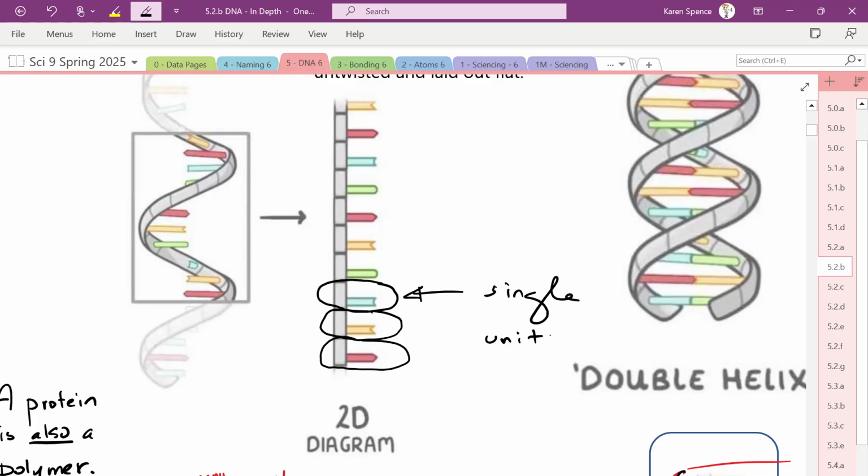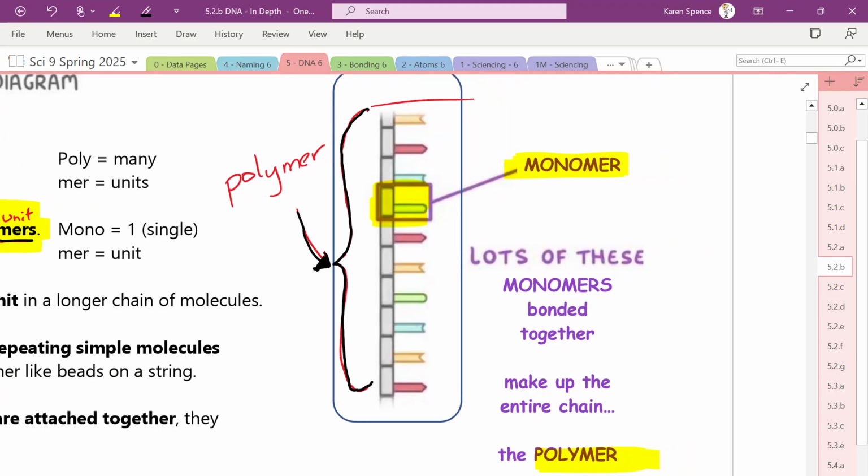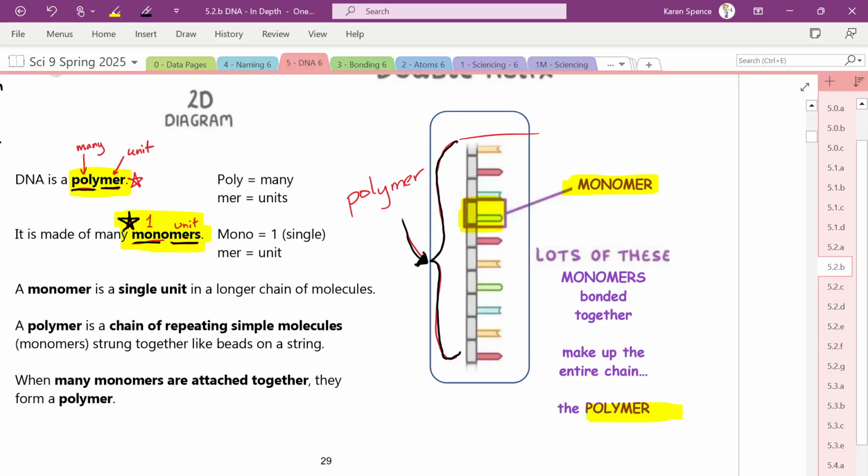Those single units are known as monomers. And the entire thing, when all the monomers join together, you get a polymer, because mono means one and poly means many. Okay, so that was for the purpose of the recording, and if you missed anything.